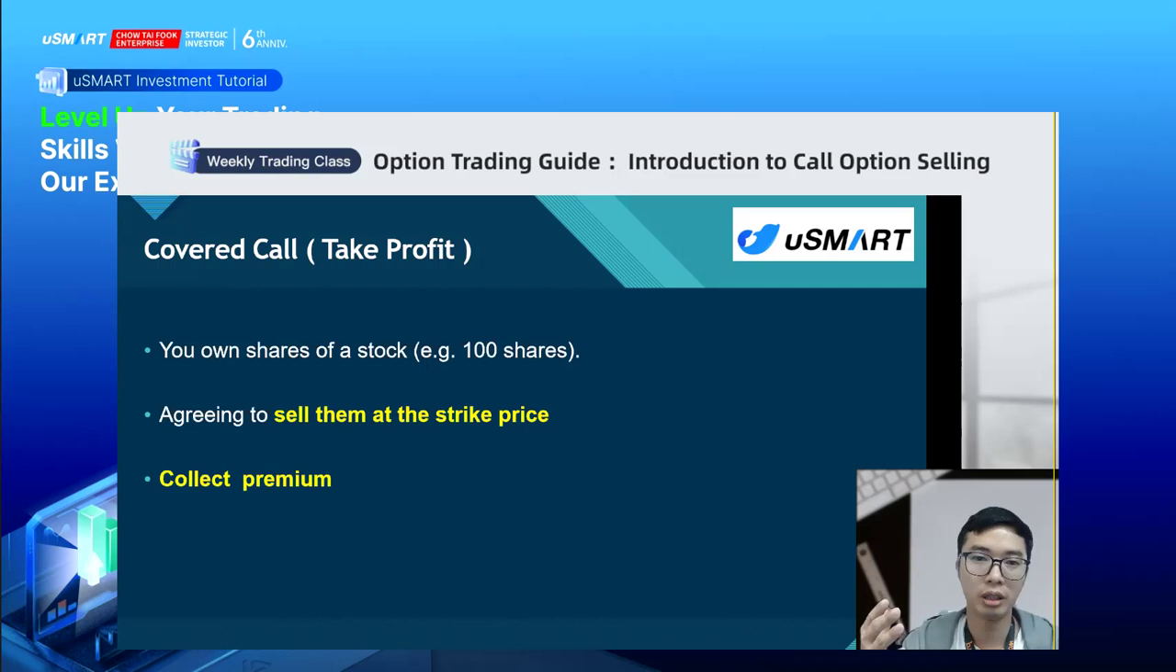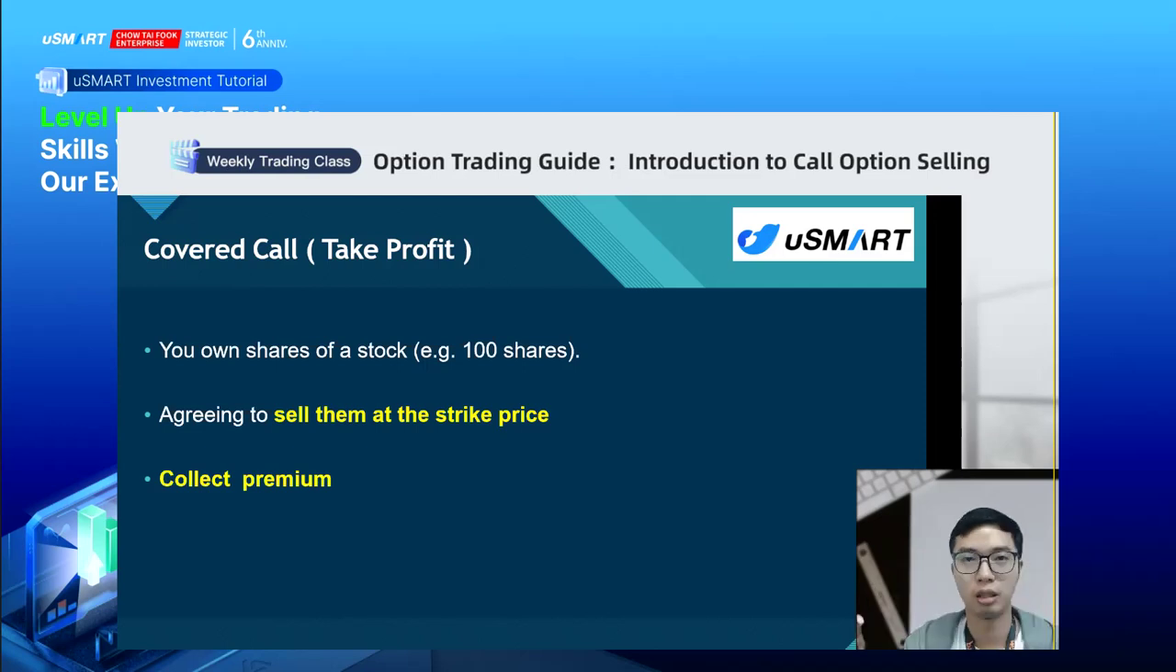As long as the price is below the 300, you can keep on getting the premium and keep on milking the profit. Then when it really hits $300, you will sell the stock at 300. Then your total profit will be your increment of the stock from 100 to 300, the $200 per share profit plus the premium you collected.